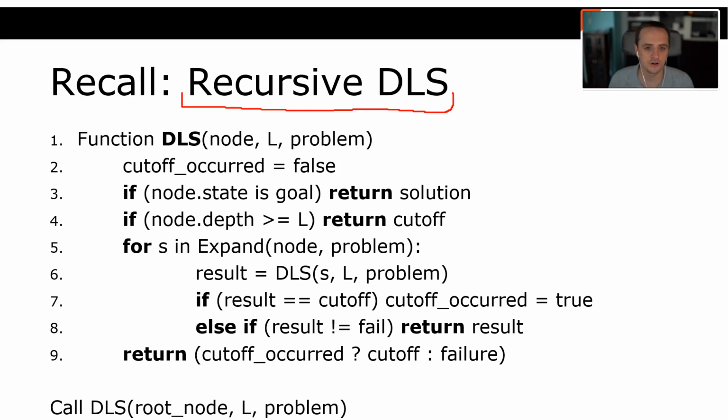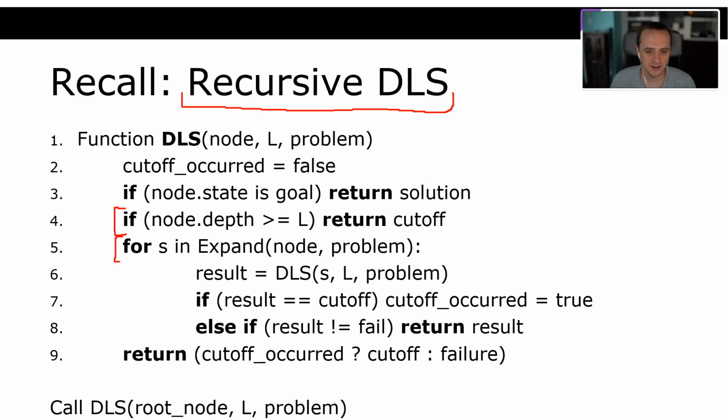We've got a couple of other parameters here. So what we do first is we're going to say, was there a cutoff? A cutoff means that we cut off at a given depth limit L. The first thing we check in our recursion is if the state of the node is the goal, return the solution. Otherwise, have we gotten to the depth limit L? If we have, we just return that a cutoff happened.